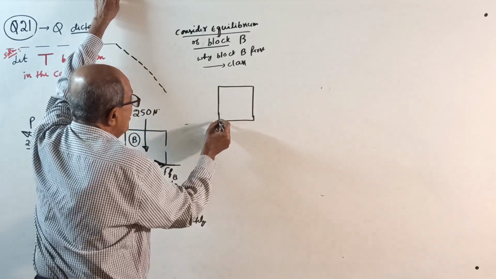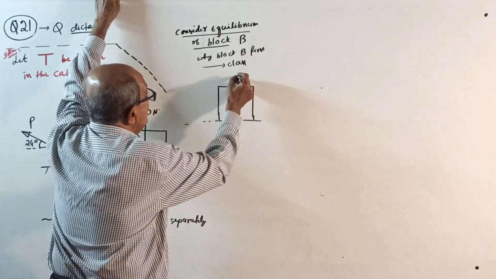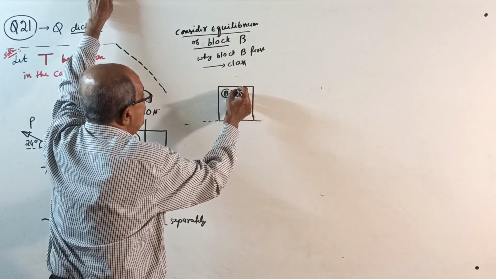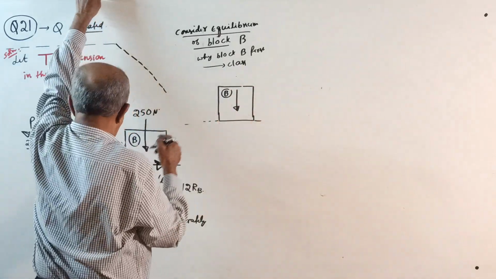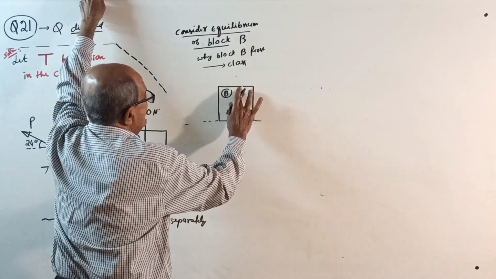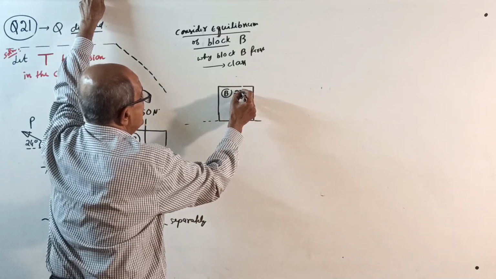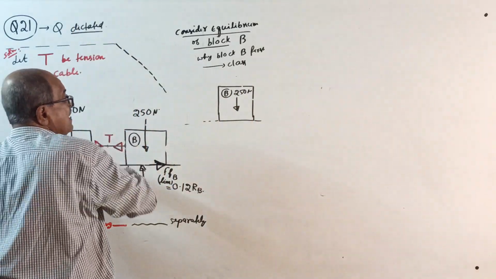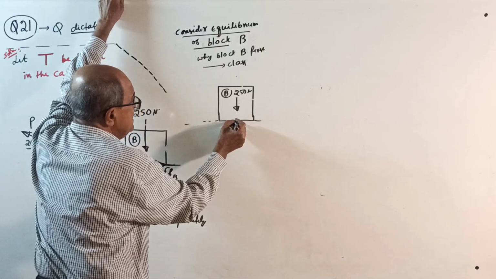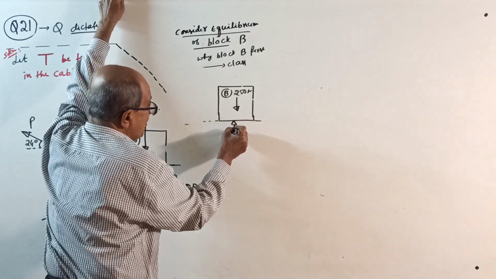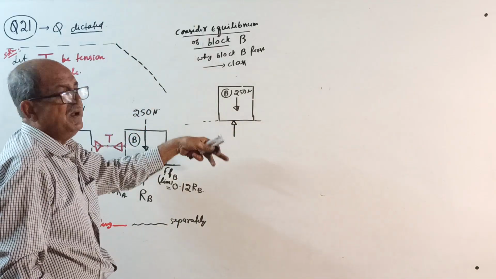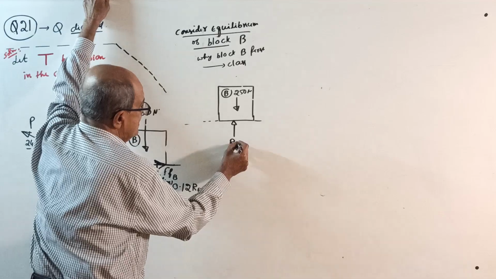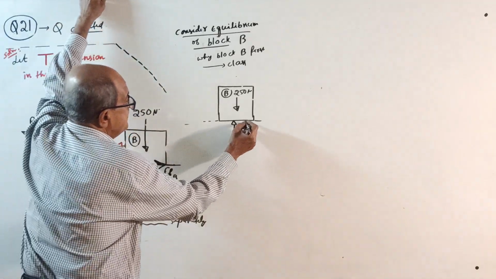Draw only the blocks here, with dotted lines. This is block A, block B. Weight acts down: the weight of B is 250 Newton. The block is moving this side, so the normal reaction will shift slightly this side. Write wherever you understand. This normal reaction is RB and the frictional force is this way.